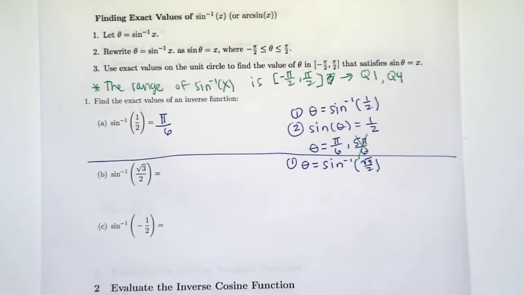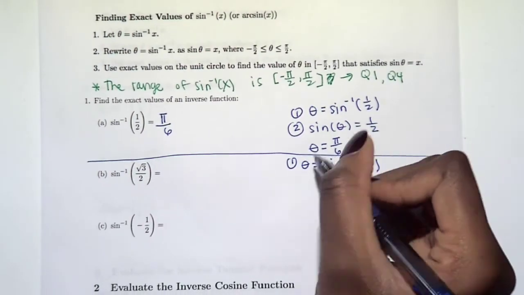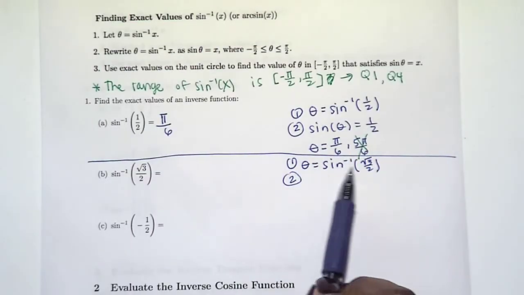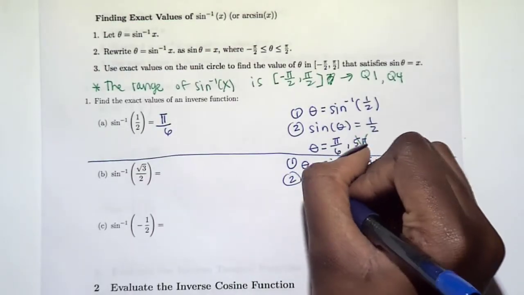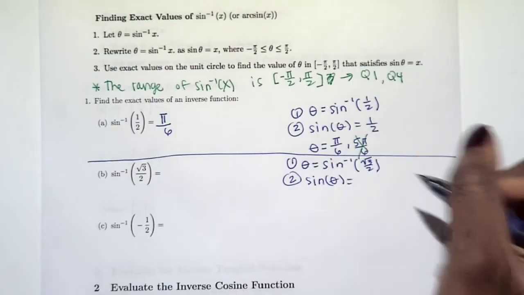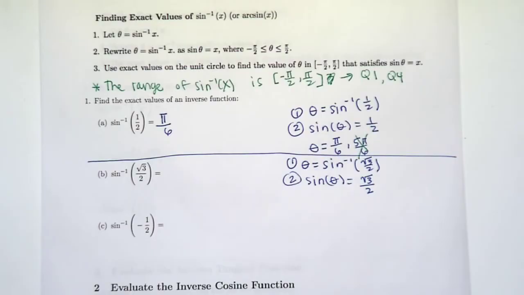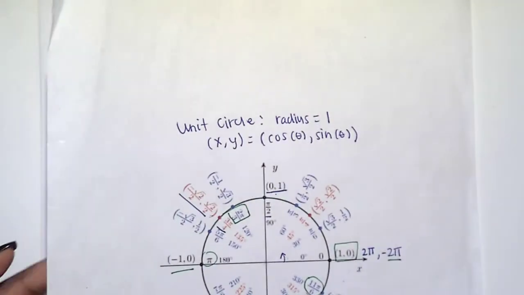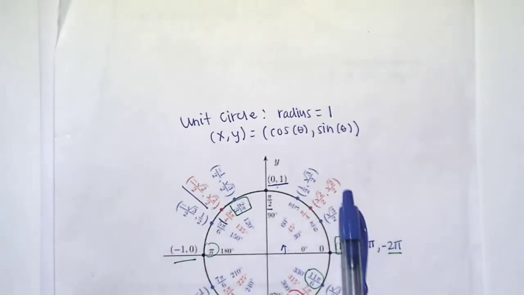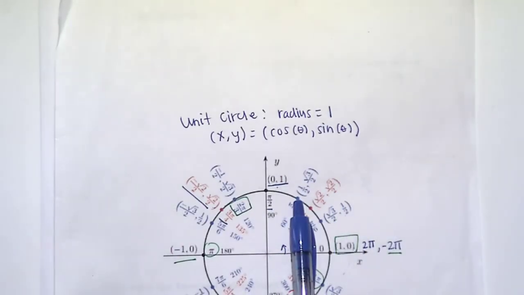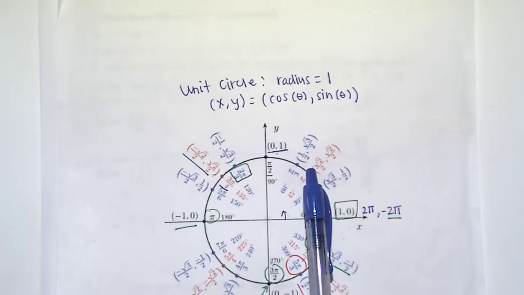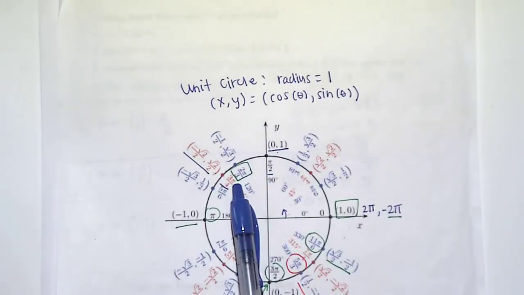This is not the way we're used to thinking about our trig function, so we're going to rewrite this. This means the same thing as sine theta is root 3 over 2. So we're trying to find all of the angles on our unit circle where sine theta is root 3 over 2. So let's bring out our unit circle and find where sine is root 3 over 2. That is at pi over 3 and also 2 pi over 3.